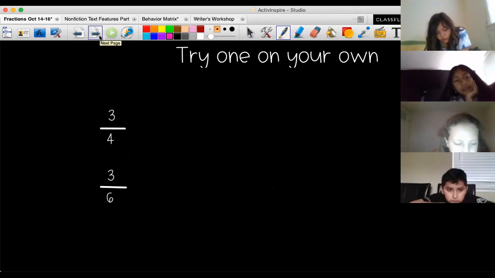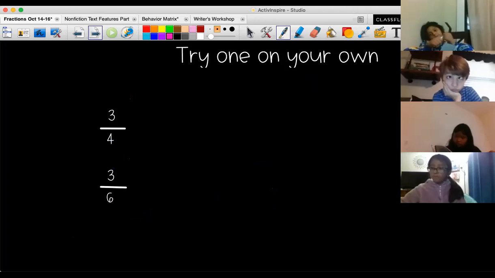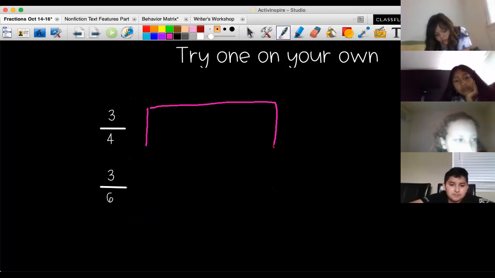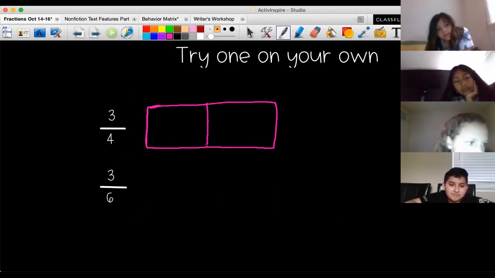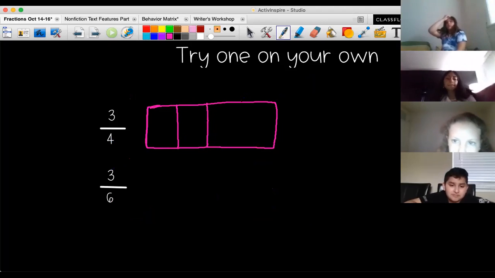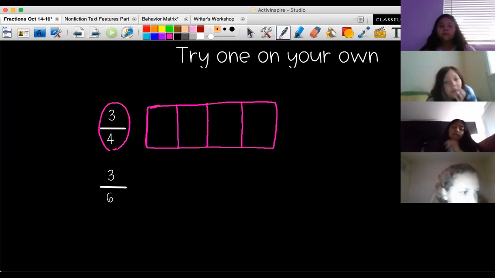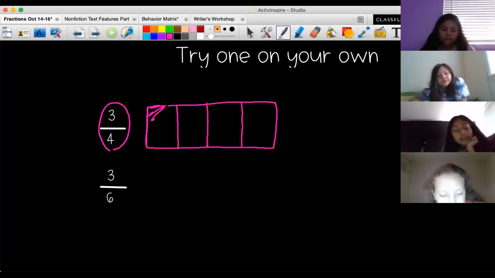We're going to actually do this one together. Alex J, what am I going to do first? Draw a rectangle. Keep walking me through it. Then draw 4 lines. What's next? Draw another rectangle. Hold on, we need to finish drawing this fraction first. Shade in 3. There you go, thank you.